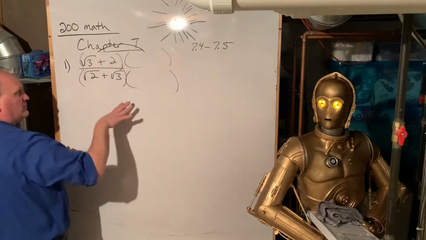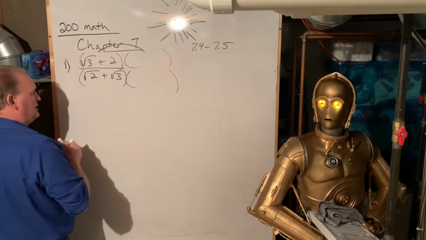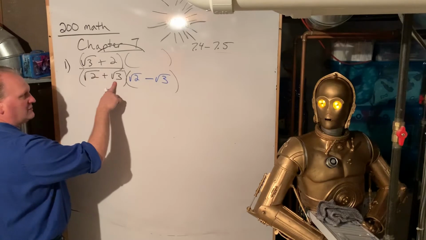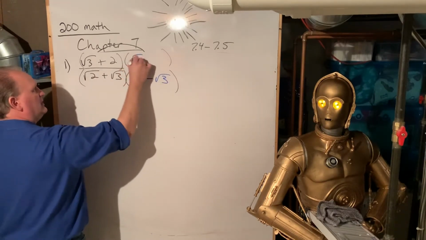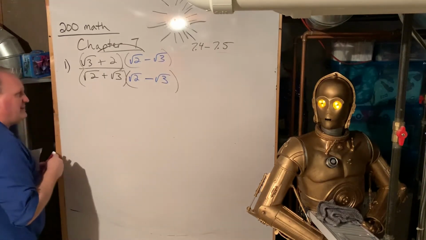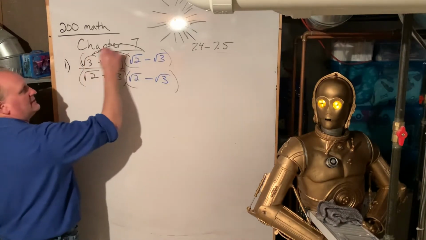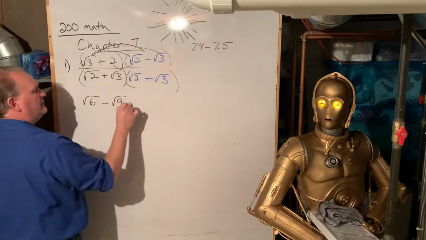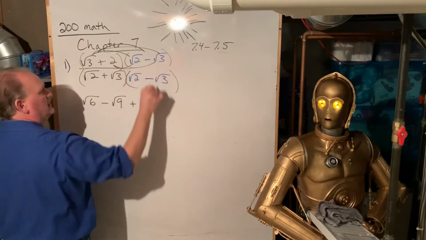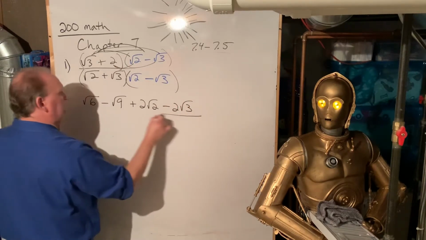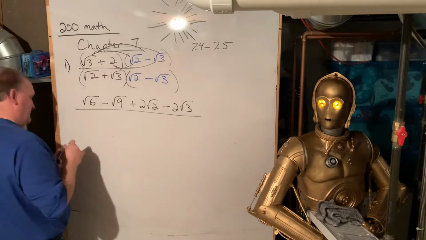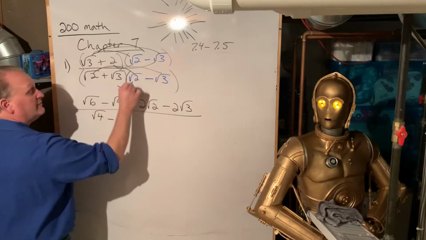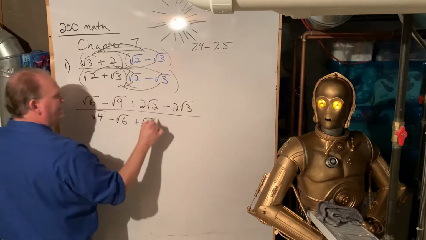So the only way to get rid of it when there's addition is to multiply by its conjugate, the square root of 2 plus the square root of 3, the square root of 2 minus the square root of 3. All right? So on the top, we are going to get a mess. We're going to get the square root of 6 minus the square root of 9 plus 2 square roots of 2 minus 2 square roots of 3. Glug. That's a big mess. But on the bottom, we're going to get the square root of 4 minus the square root of 6 plus the square root of 6 minus the square root of 9.